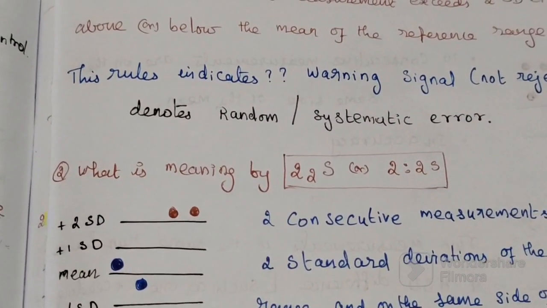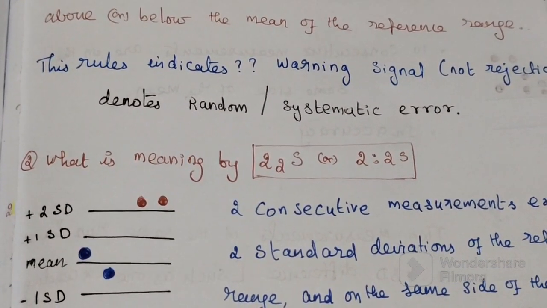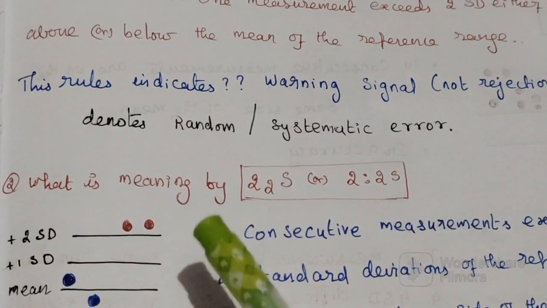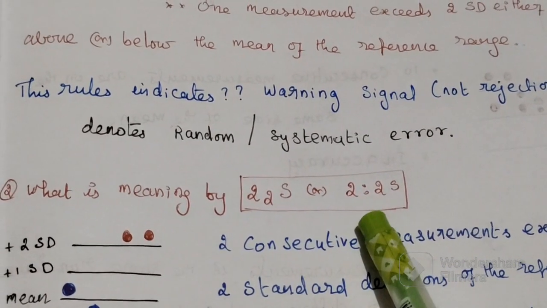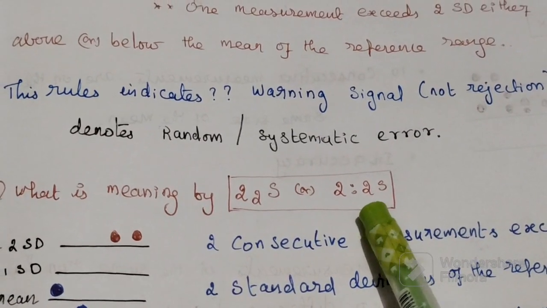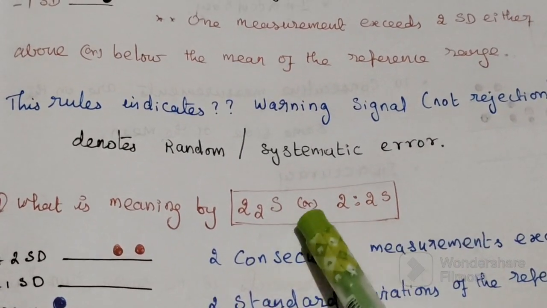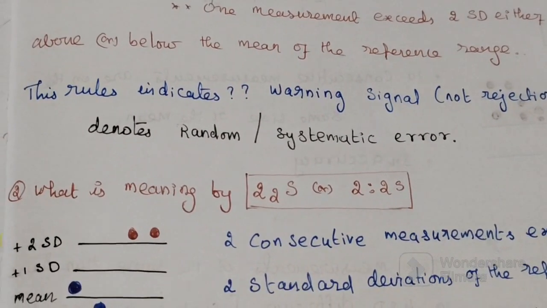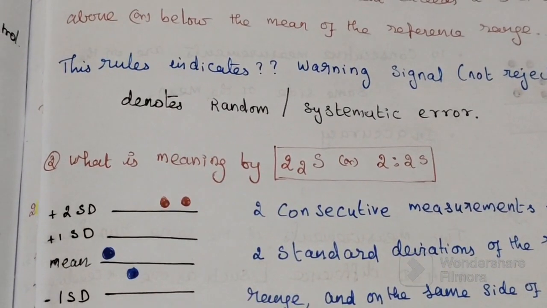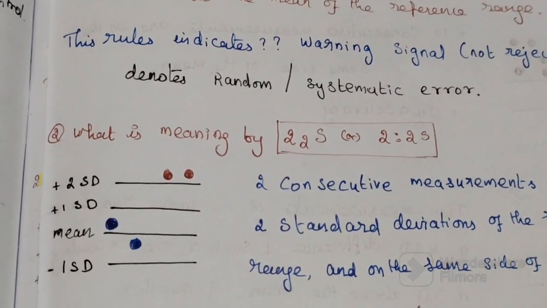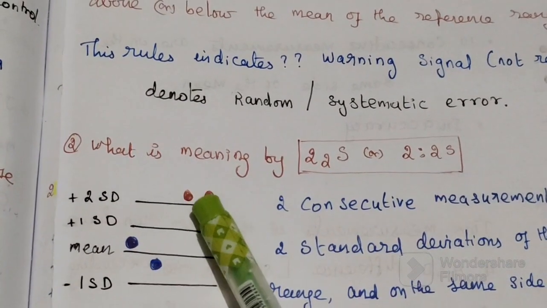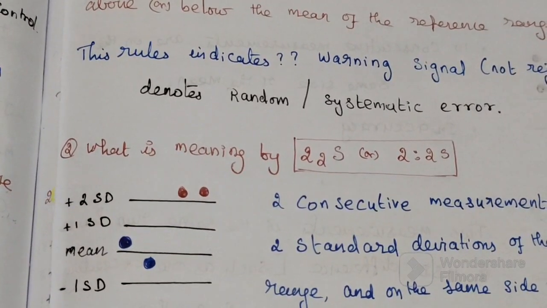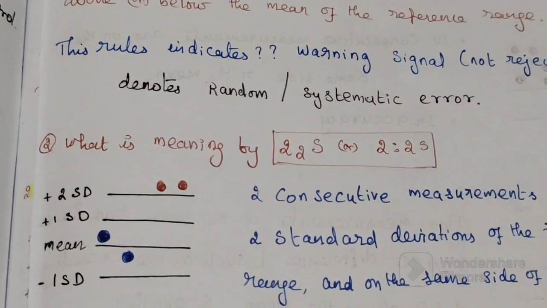Now the second rule is 2-2s. This way we will write it. The first 2 means control measurements, and the second 2 is standard deviation. So here you can see 2 consecutive control measurements above 2 standard deviation limits. So this is the 2-2s rule. This rule can be applied across runs. Why is it called across run?